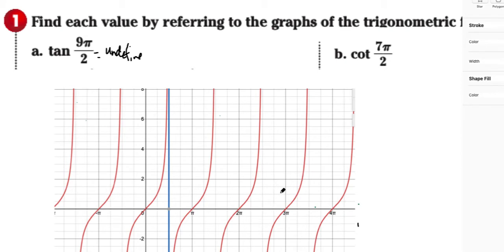So what's happening at 7 pi over 2 for the tangent, the reciprocal of that is going to be happening for the cotangent. So if I come to 7 pi over 2, which is right here, we remember the tangent was going to be undefined. The reciprocal of an undefined, because undefined is when you're trying to divide by 0, is just 0. So the cotangent of 7 pi over 2 will be 0.